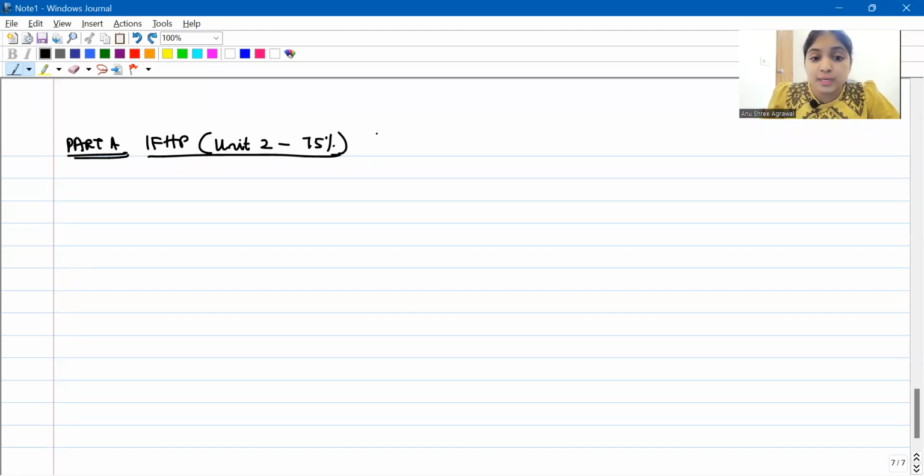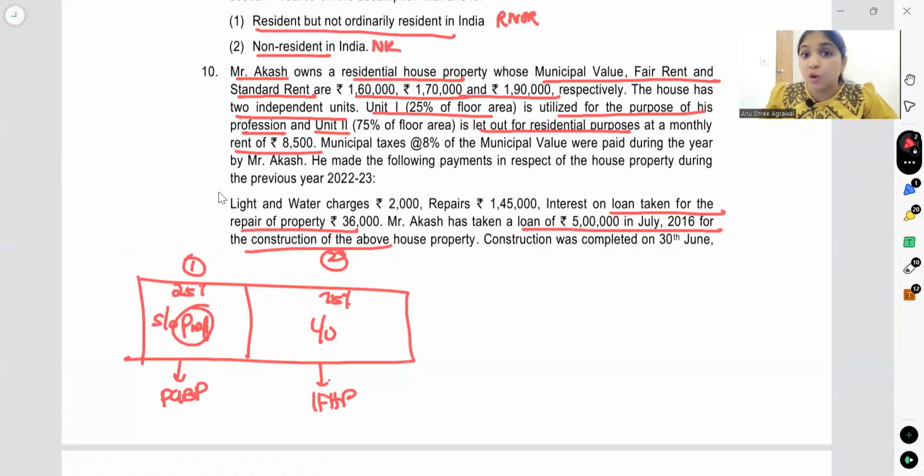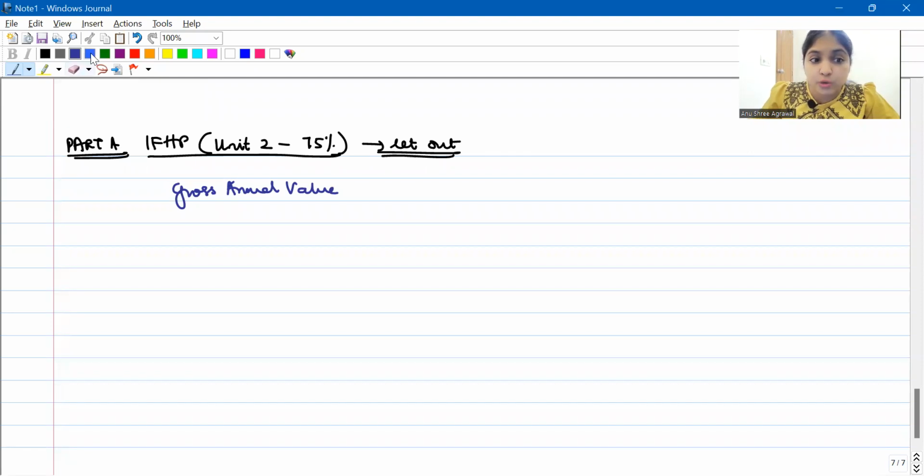Guys, this unit is a let out unit. Now, can you tell me, how do you start the calculation for a let out unit? You start with gross annual value. So gross annual value, for this you need municipal value, fair rent, standard rent and all those numbers are given to us. So under gross annual value, what's our first step? Step number 1 will be municipal value or fair rent, whichever is higher.